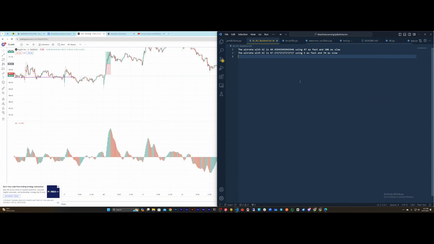So the results, while using the awesome oscillator with the default 5 and 34, I had a 47% win rate. So this is now the awesome oscillator plus the AI. I got a 47% win rate. When I used the genetic algorithm settings that gave us almost 53%, which were 47 and 106, and used that with the AI, I got a 49% win rate. It actually improved.